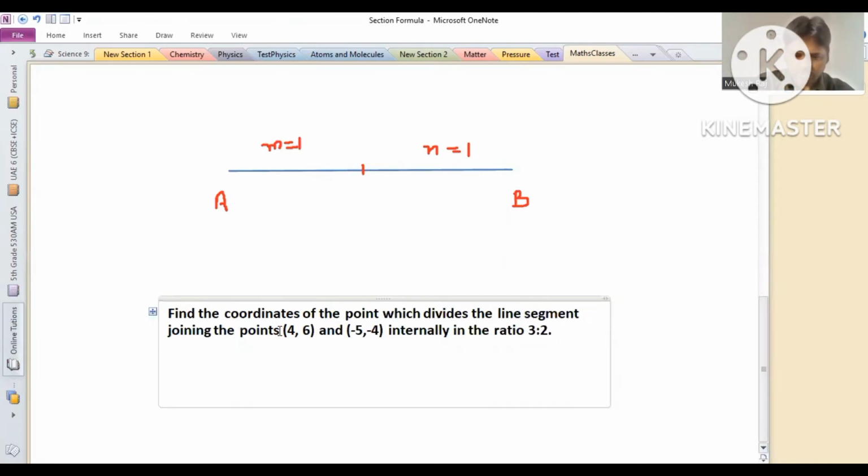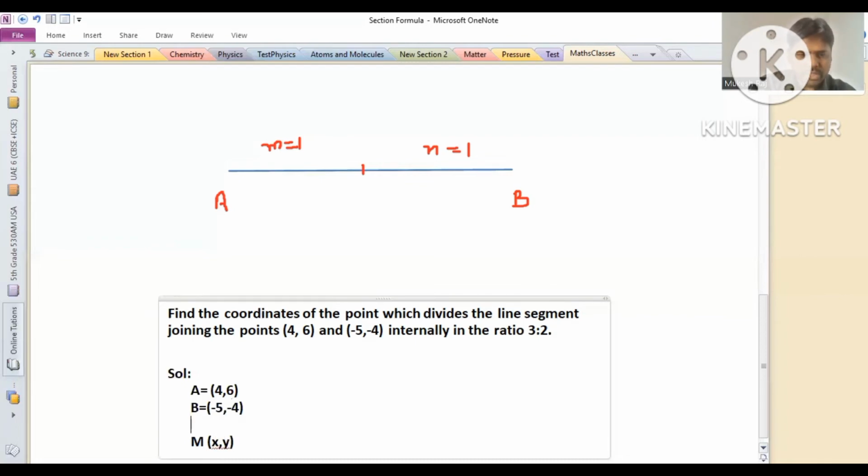Proceeding further, let us assume that the first point is A equal to (4, 6). Then let us take the second point as B equal to (-5, -4). So these are the 2 points. Now we have to find out the coordinate for point, say M. I need to find out the coordinate for M, x and y.